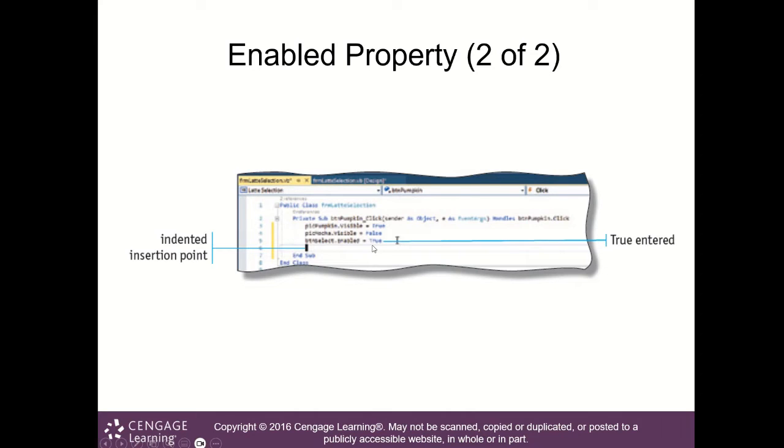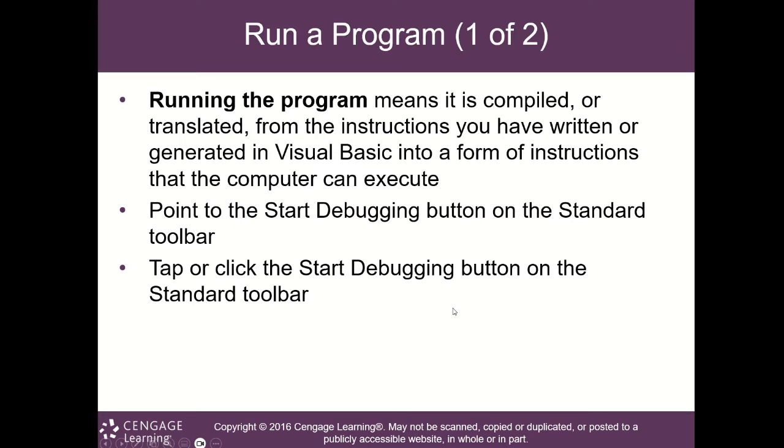So that means once you click this pumpkin pie button, your select latte button becomes enabled. So the next step is to run the program, right? Running the program means, what does it mean to run the program?